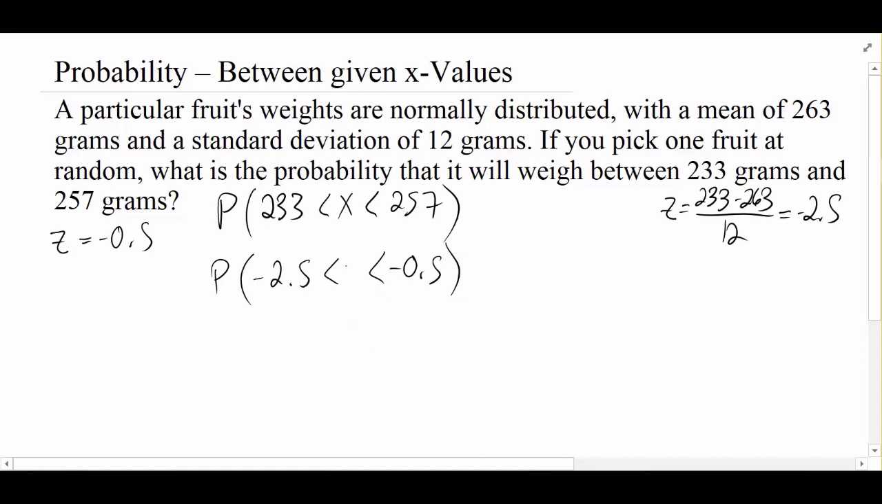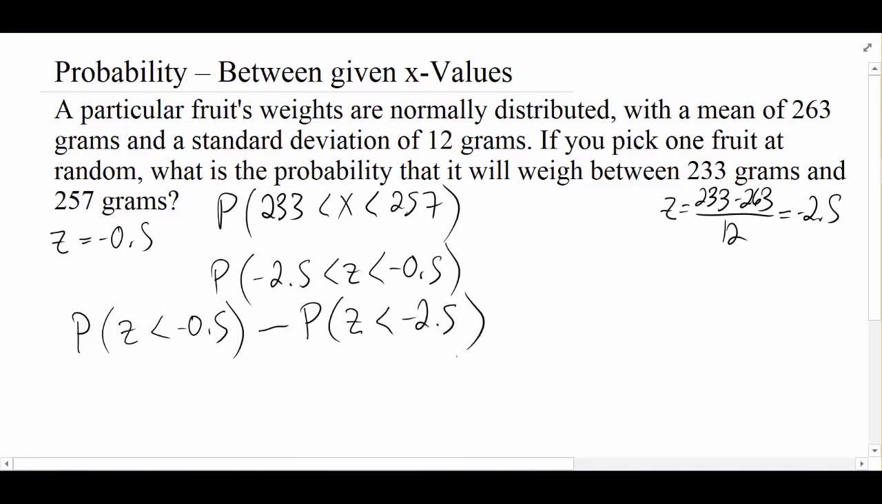And then again, if we want to use the table, this should be z, not x, sorry. What we're going to do is find the probability that a z-score is less than negative 1/2, and we're going to subtract that from the probability that a z-score will be less than negative 2.5. And so now it's a matter of using the table to find those two values. At this point we should have some practice using the table, so I'm going to just jot down the values that we should get from the table.